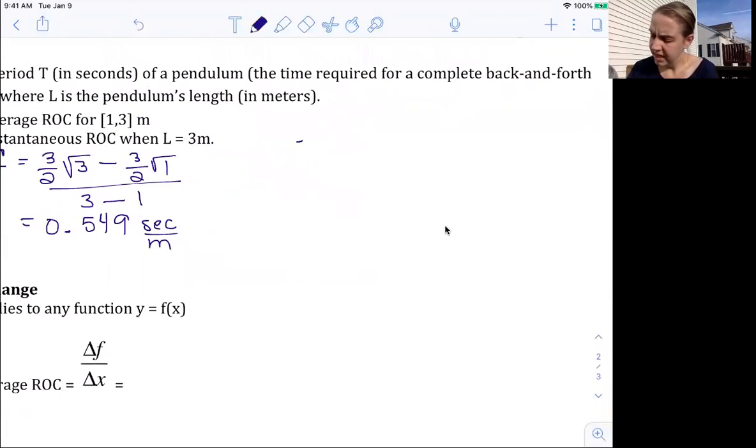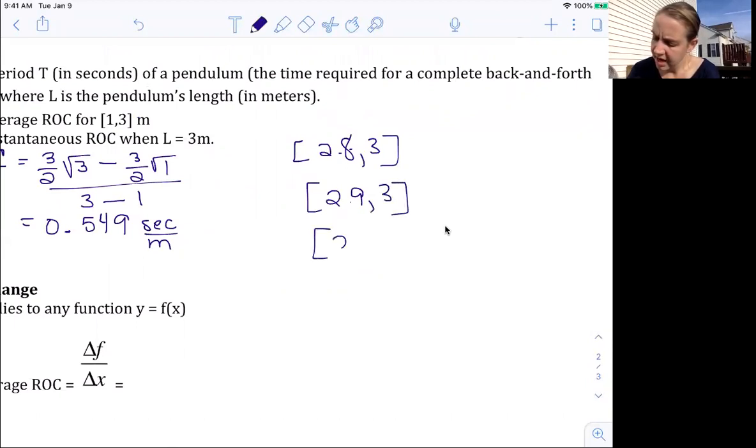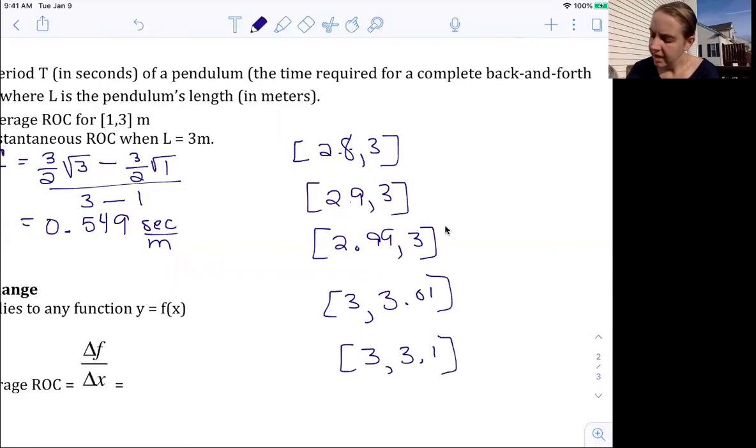So if we did 2.8 to 3, 2.9 to 3, and maybe 2.99 to 3. And then again, I like it if you check the other side as well. So I like to be symmetric when I do these, 3 to 3.01, 3 to 3.1, and 3 to 3.2.